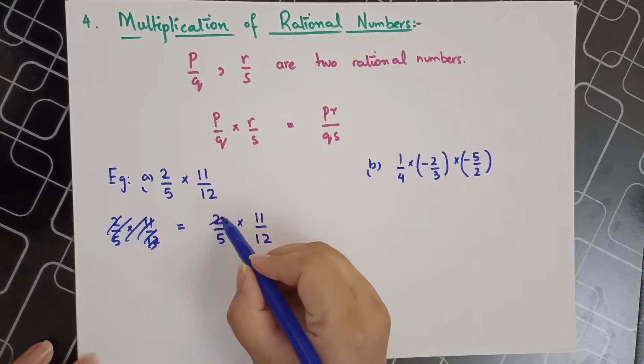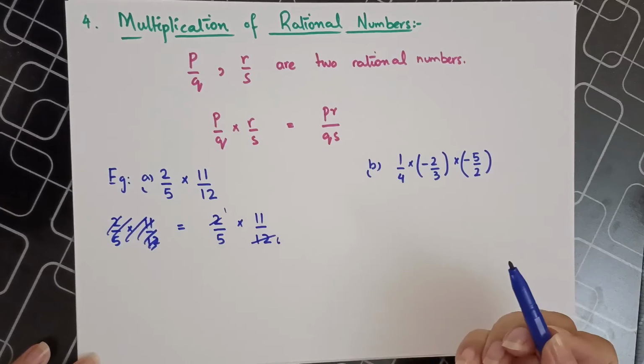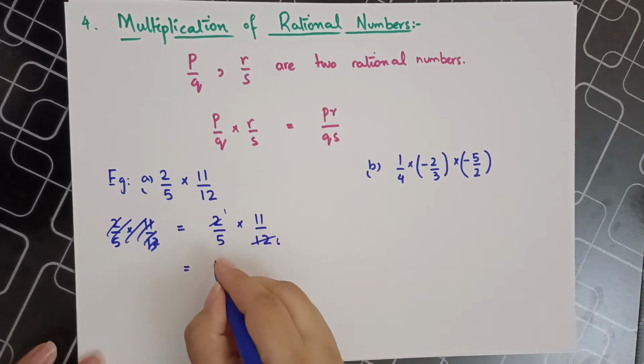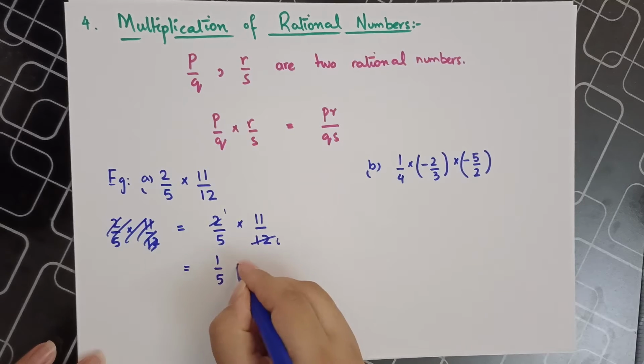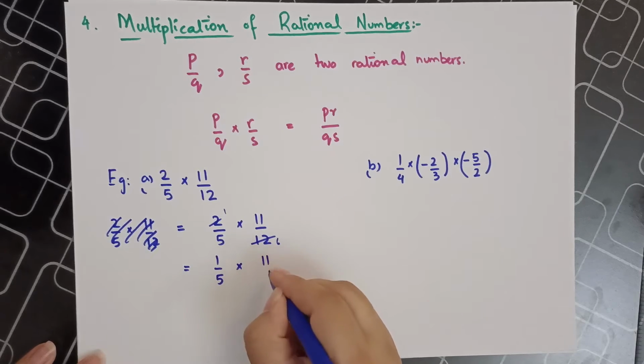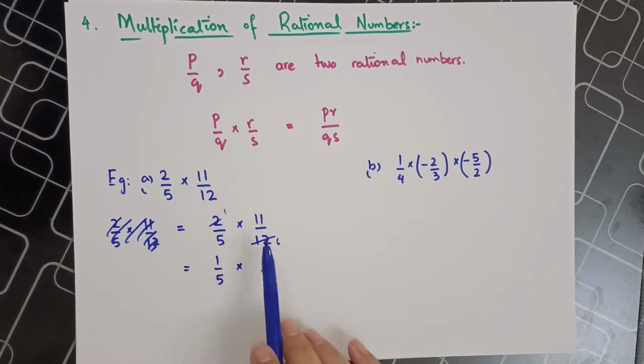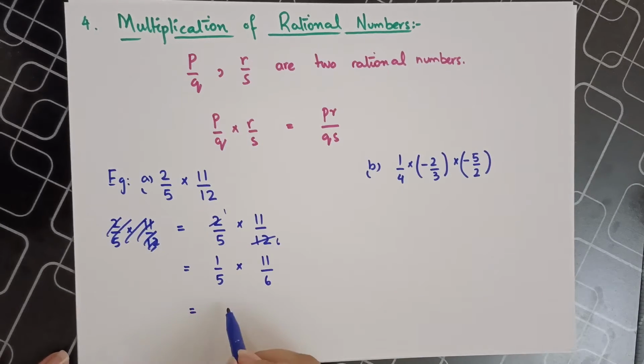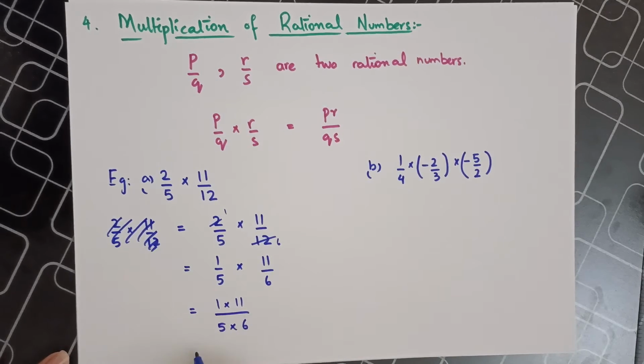So here it will be 2 ones are 2, 2 sixes are 12. The resulting fraction left over will be 1 upon 5 into 11 upon 6. There is no further cutting that can be done. So now 1 into 11 upon 5 into 6. The answer will be 11 upon 30.